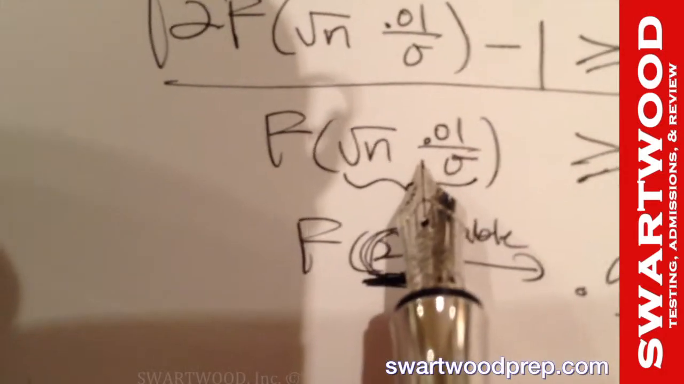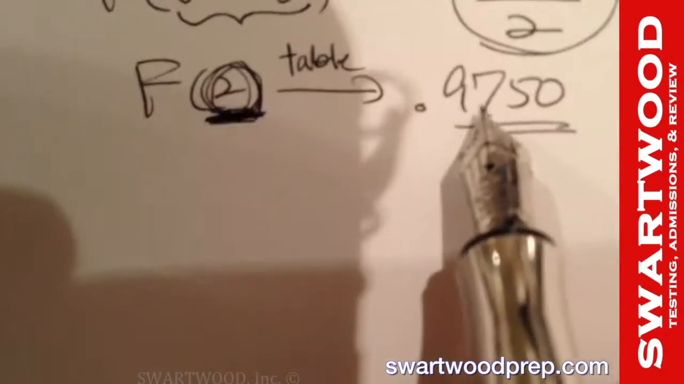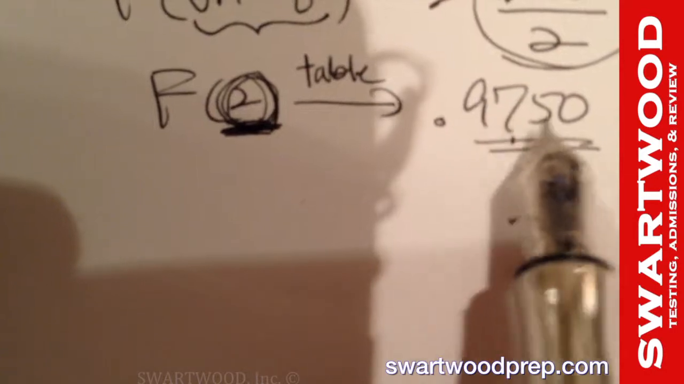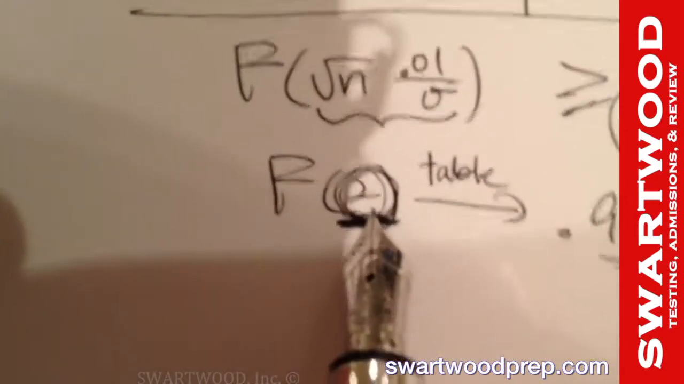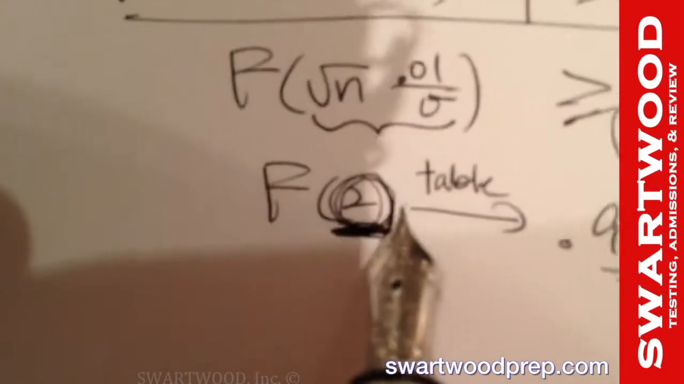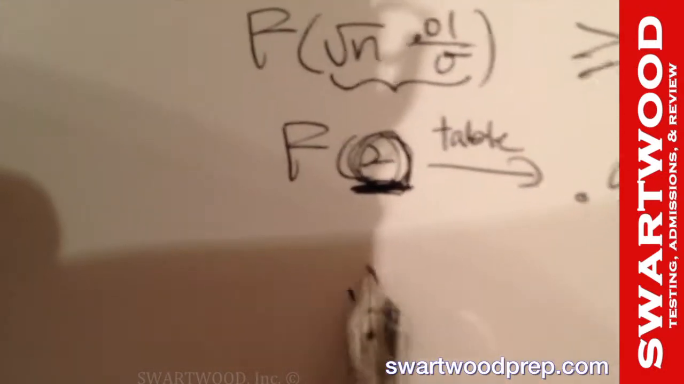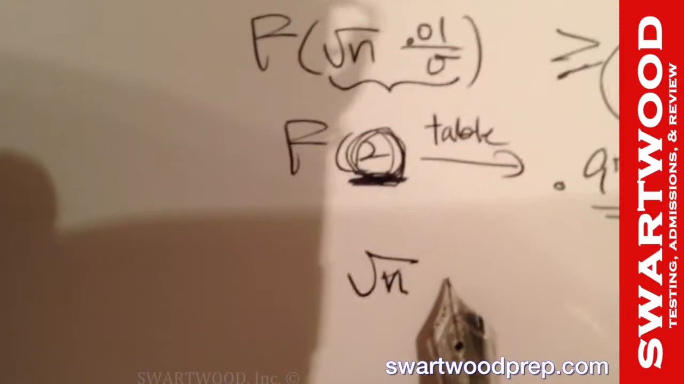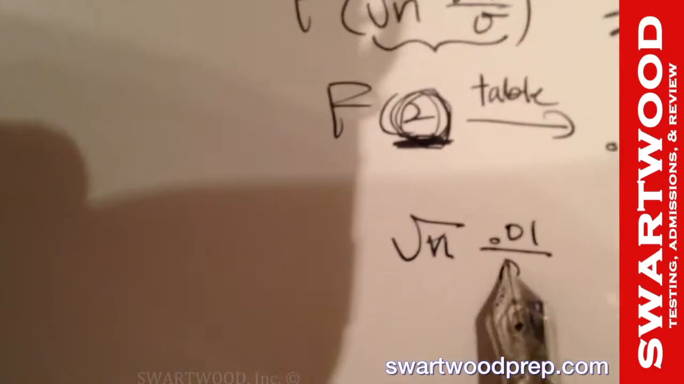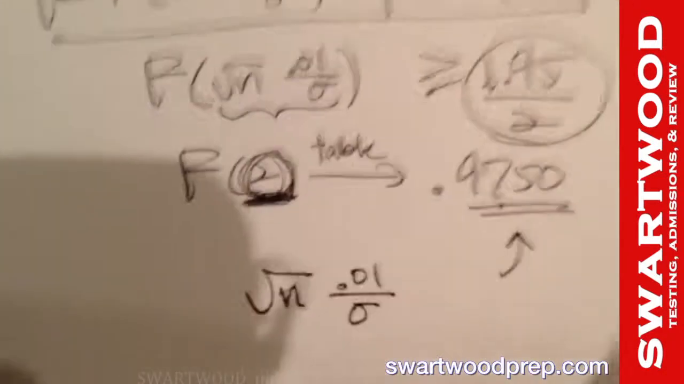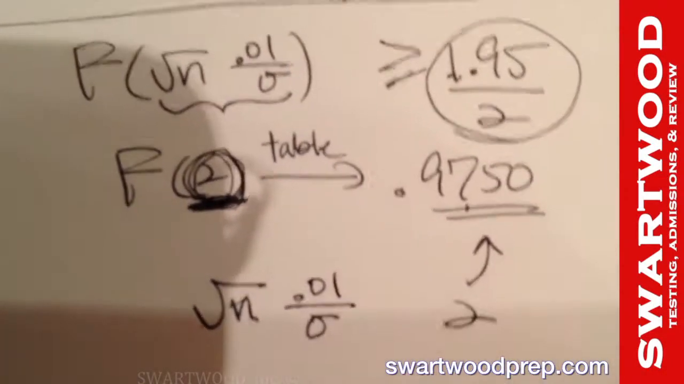F of something would give you greater than or equal to 0.9750. Now you're going backwards. 0.9750 goes back to f of 2. So that something and the 2 must be the same. So now we make the big jump. So square root of n, 0.01 over sigma, right? Just copying that part. It's got to be related to 2. Okay?